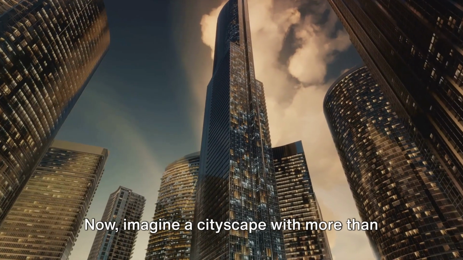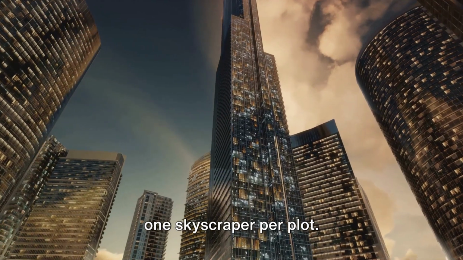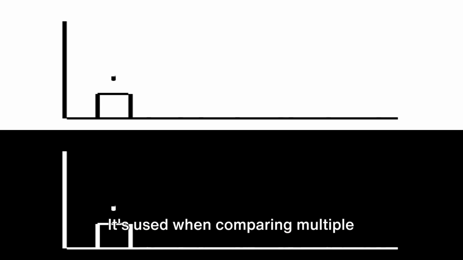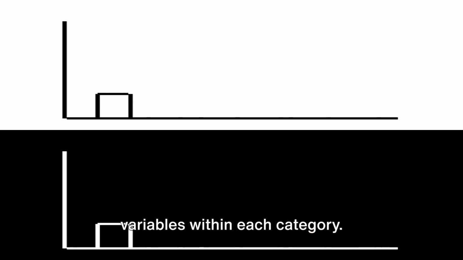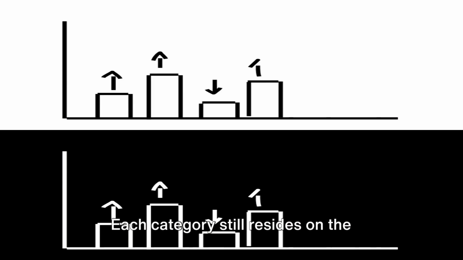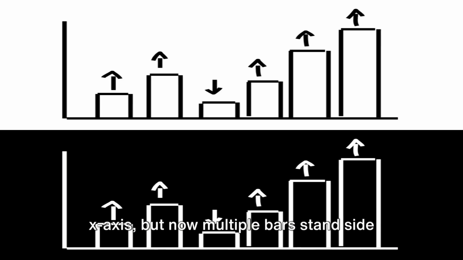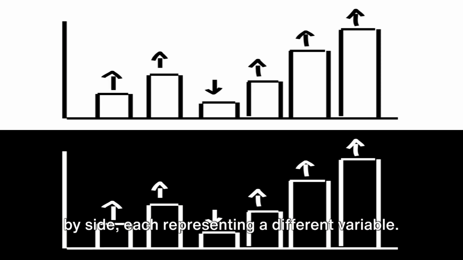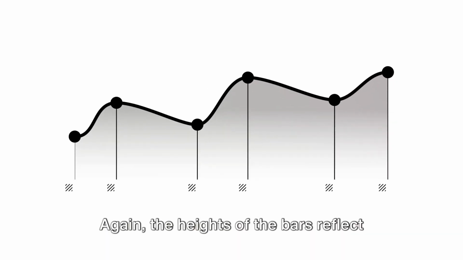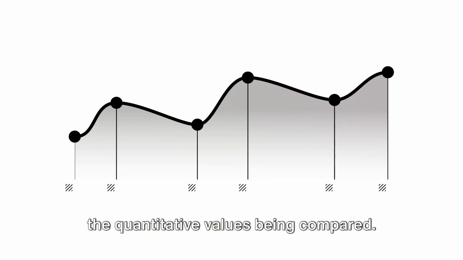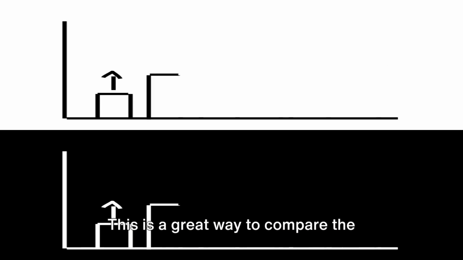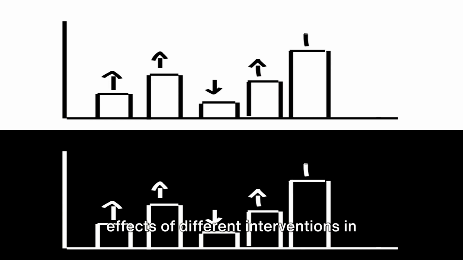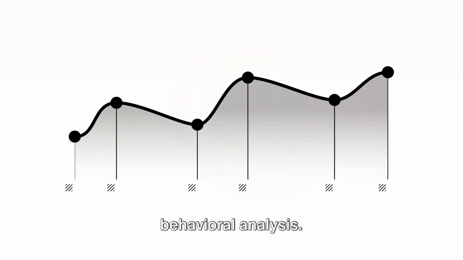Now imagine a cityscape with more than one skyscraper per plot. This is a grouped bar graph. It's used when comparing multiple variables within each category. Each category still resides on the x-axis, but now multiple bars stand side by side, each representing a different variable. Again, the heights of the bars reflect the quantitative values being compared. This is a great way to compare the effects of different interventions in behavioral analysis.